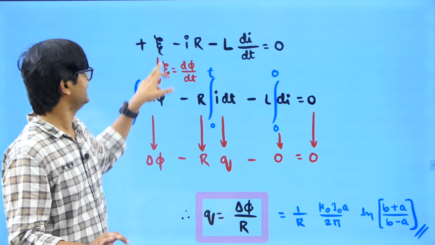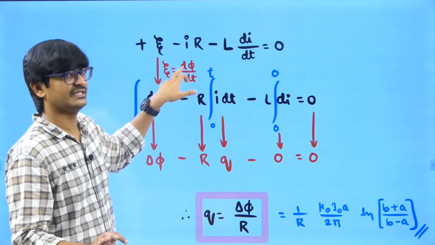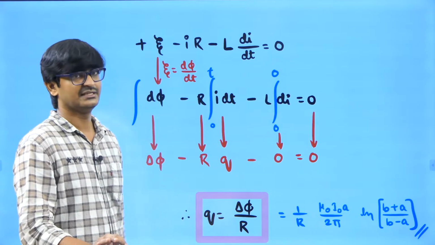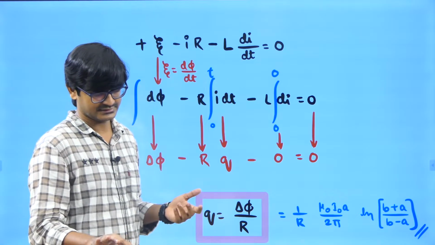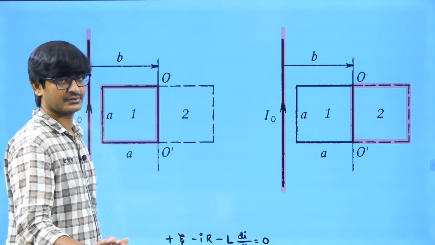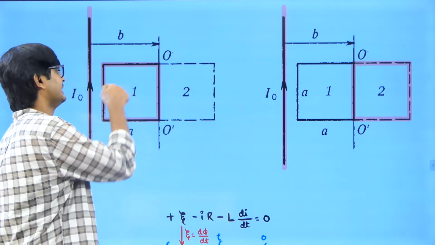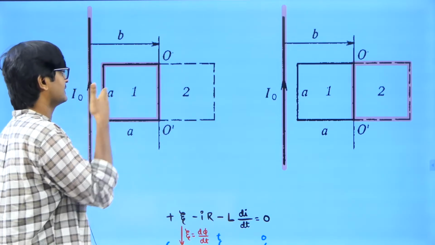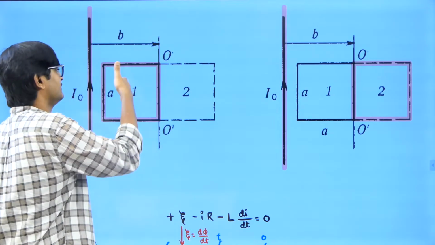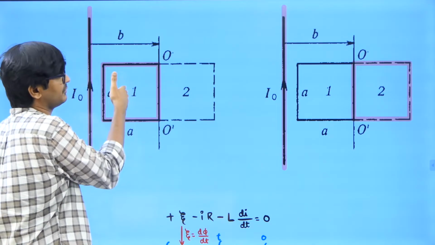Now what about E dt? E dt is nothing but d phi. Integration of d phi is the change in flux. So Q is the change in flux divided by R, the resistance. Now how to find the change in flux? First of all I need to take the direction properly. So I will take the area direction in this way. I need to find only the magnitude, right? If I take the area direction this way, initial flux is positive.